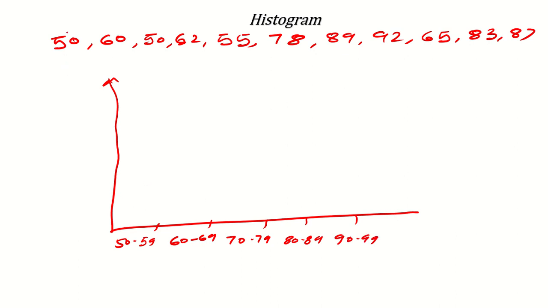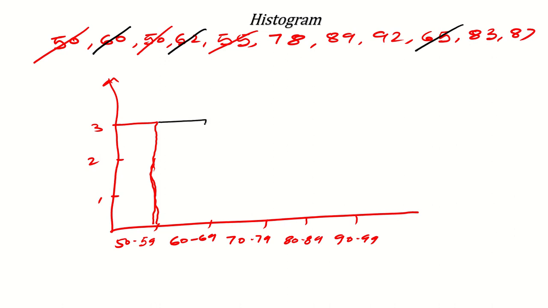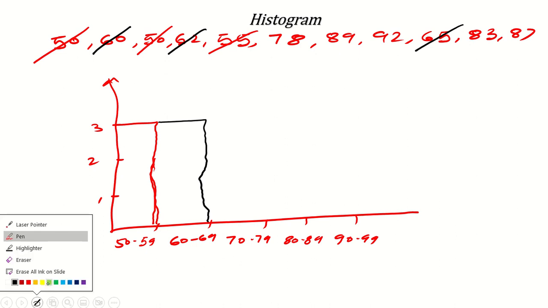So 50 to 59, how many numbers? 1, 2 and 3. So from this 3 you will make a rectangle like this. It is called a histogram. Make sure it is a proper rectangle. Now I'll change the color so that you can easily understand. Now 60 to 69, how many numbers? 1, 2 and 3, 3 again. So one more box like this from this 3, and change the color again.